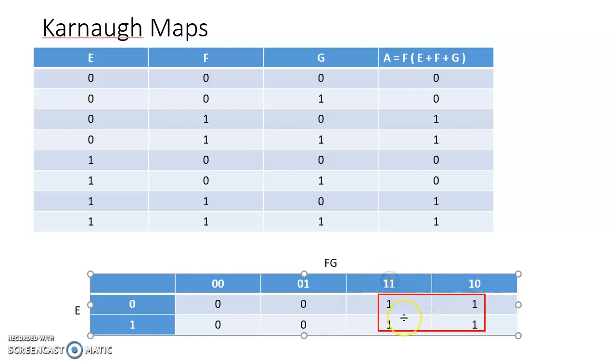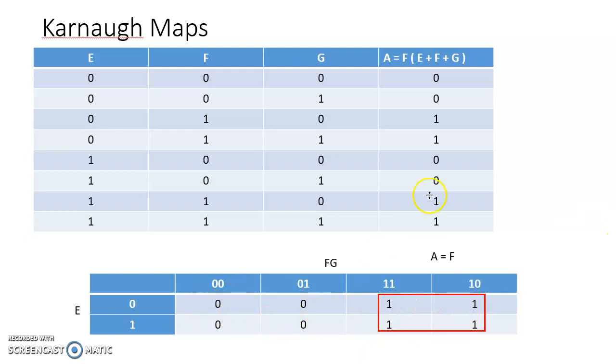So what's left is the leftmost thing, which is 1, which means true, which means F. That would mean the reduced function is A equals F. That is the reduced function. So by doing this mapping, we were able to come up with the reduced formula.